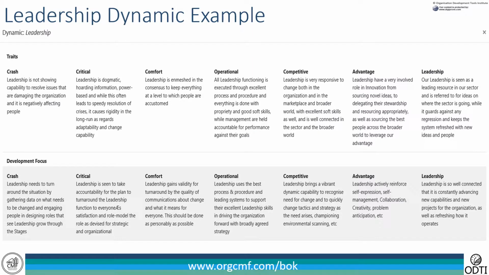In this slide, we look at the leadership dynamic as an example of how to demonstrate the structure and content of the body of knowledge. For each dynamic, construct, and the model, we present both the traits and the development guidance for each maturity level. The content is presented in a way that can be interpreted and applied in any organization context.